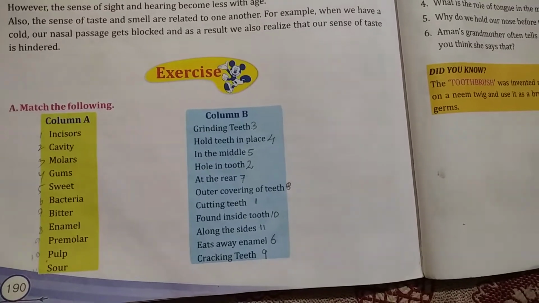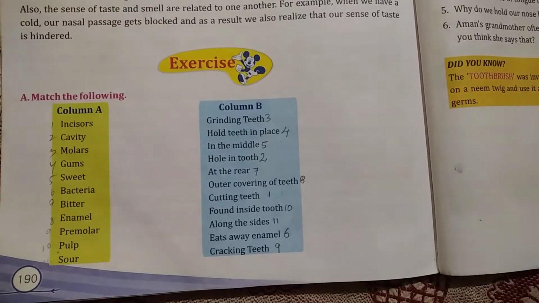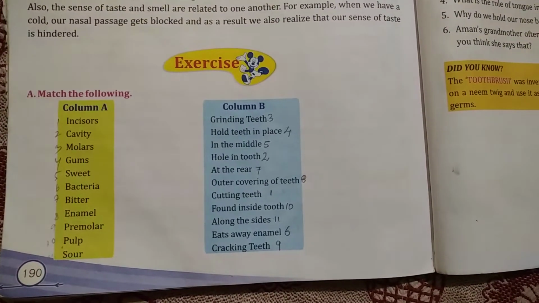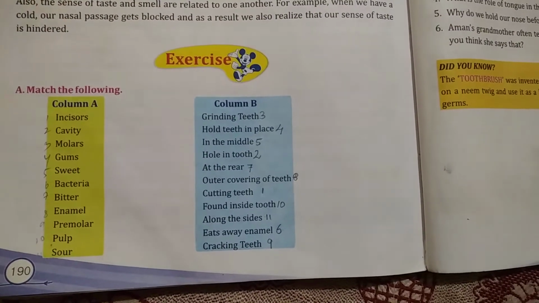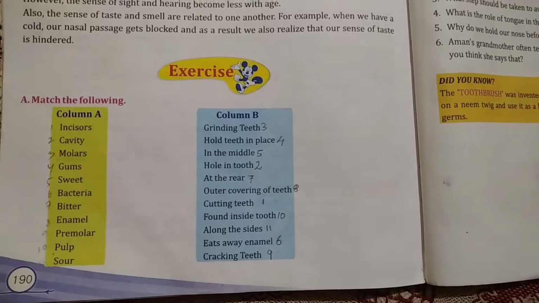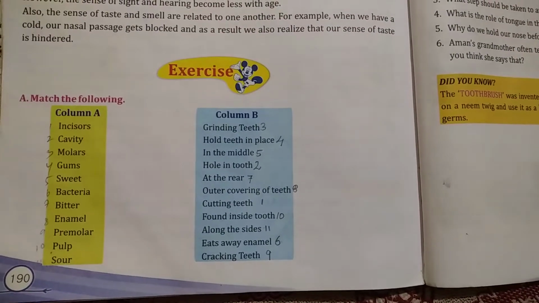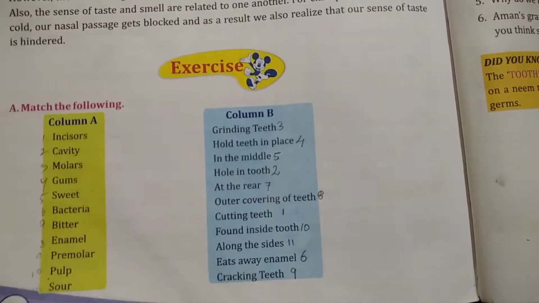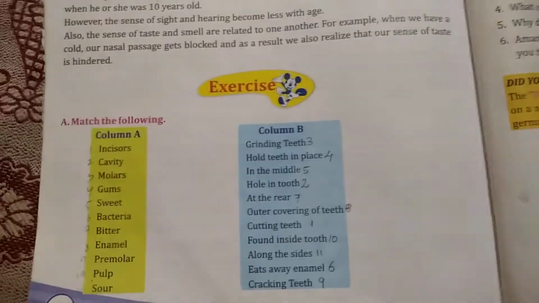Similarly, in the B column you can see: grinding teeth, hold the teeth in place, in the middle, hole in the teeth, at the rear, outer covering of teeth, cutting teeth, found inside tooth, along the sides, eats away enamel, cracking teeth. Now we have to match them. I have already mentioned the numbers because there are many, so that you won't get confused. I am going to explain one by one.